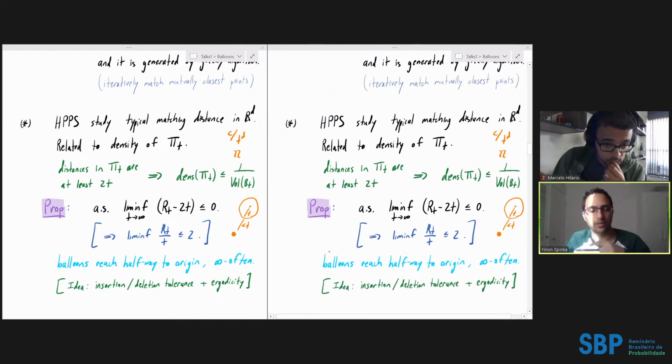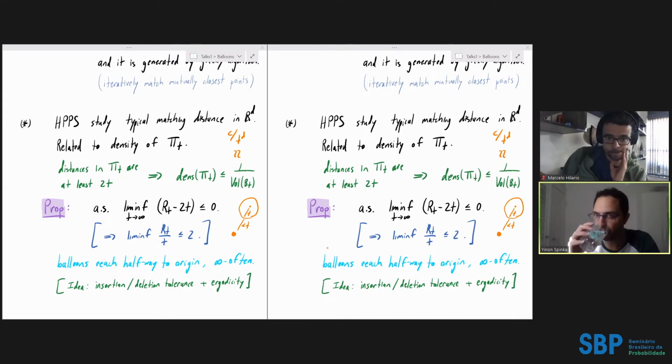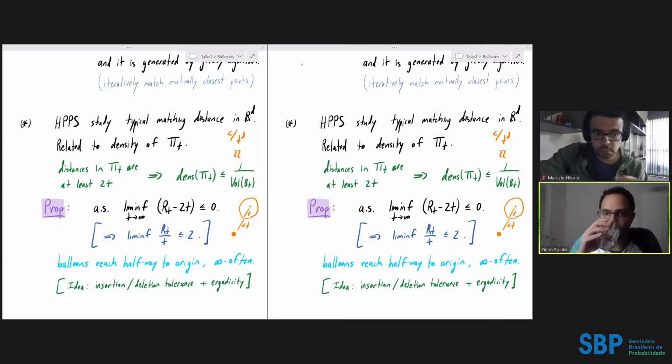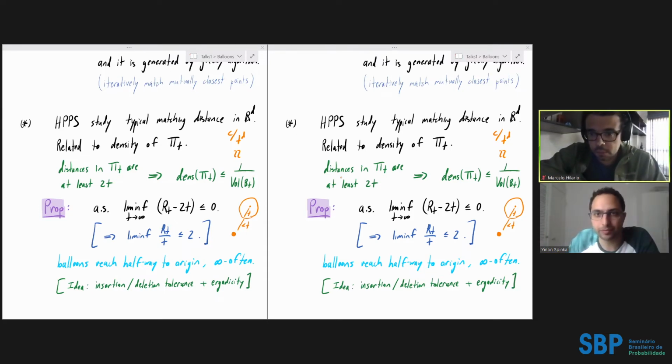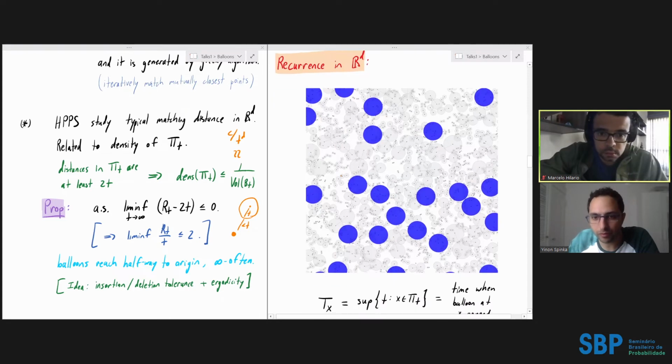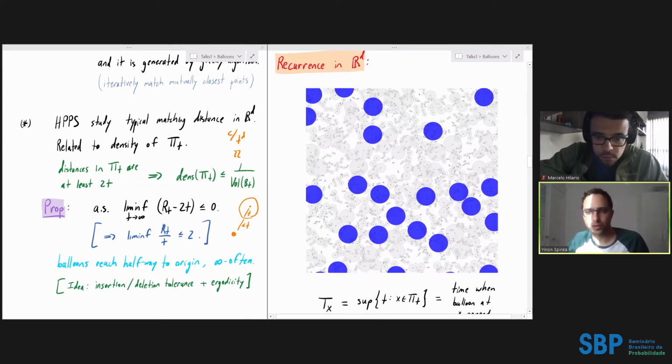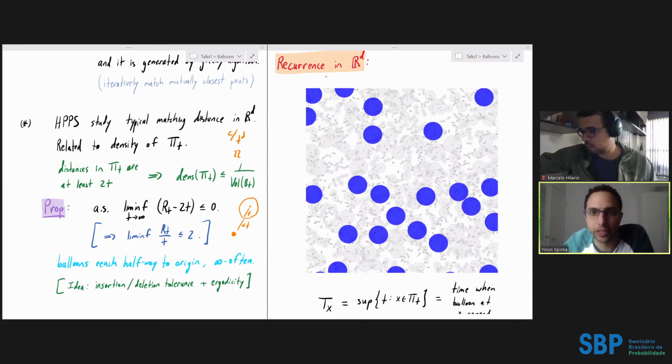All right, so that's it for the background, and I'd like to go into the proofs now. Maybe it's a good time for questions if there are any. Okay, so let's go into the proof. Let's start with recurrence in R^d.